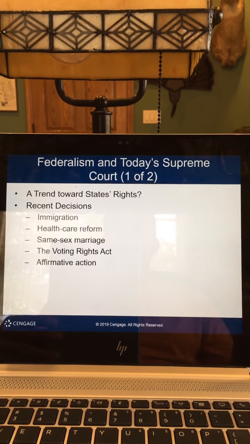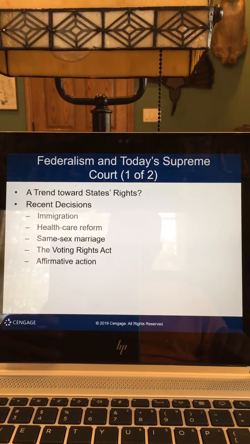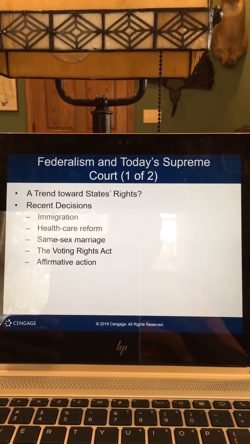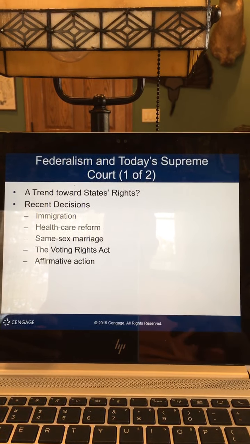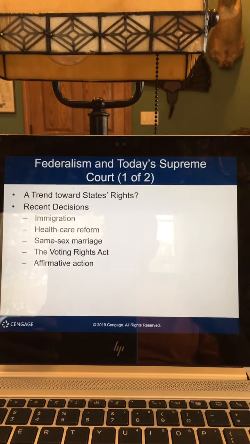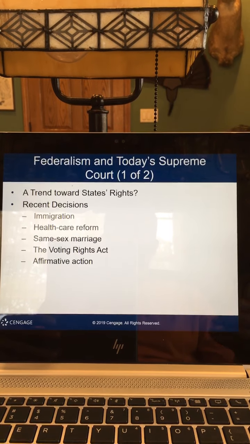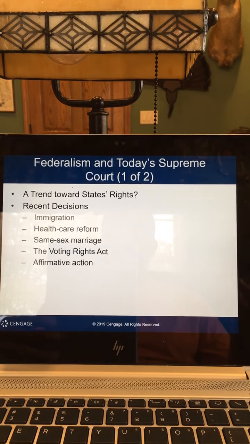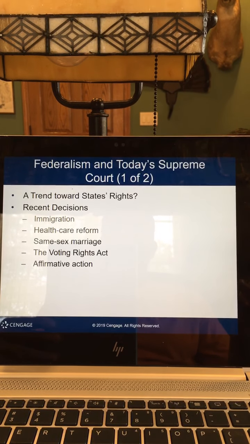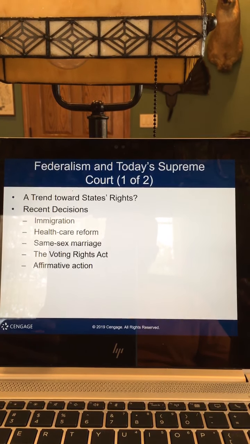And so some of the issues, like immigration, have been more to let the states have that authority and not the federal government, letting states have more authority in determining who to deport and when. Healthcare reform. Same-sex marriage is a big one. We're going to talk about that issue when we talk about civil liberties.